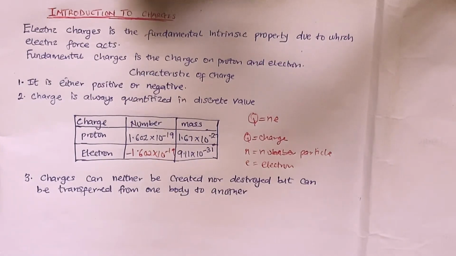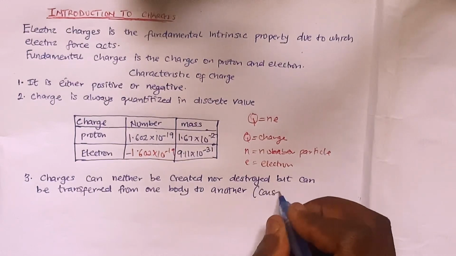Now let's move to the third characteristic of charges. Here it says charge can neither be created nor destroyed, but can be transferred from one body to another. This property holds true for matter, mass, and energy, and as far as charge is concerned, we said charge is an intrinsic property. Intrinsic means something that belongs to or is part of a natural thing. Energy also belongs to natural things. So that's just the fact behind this. And this characteristic is the law of conservation of charge.